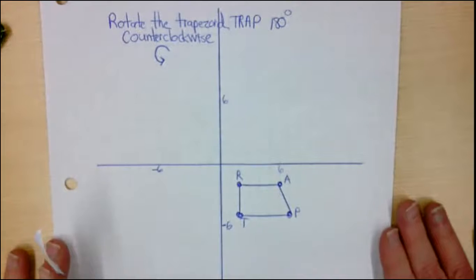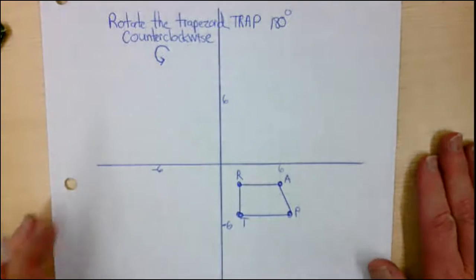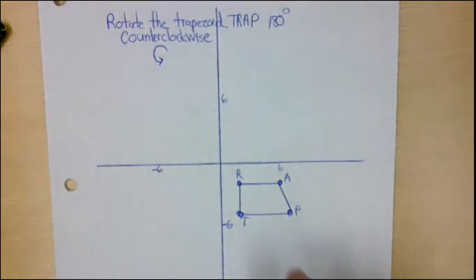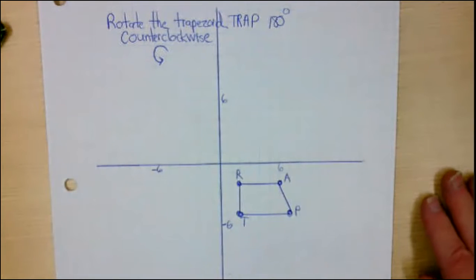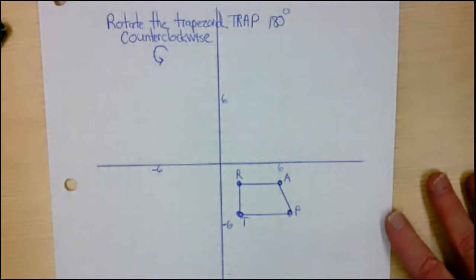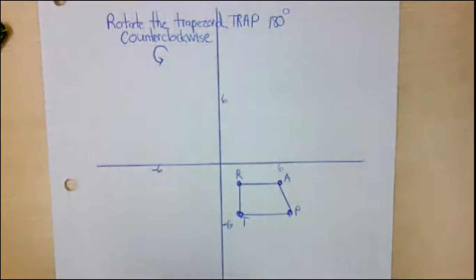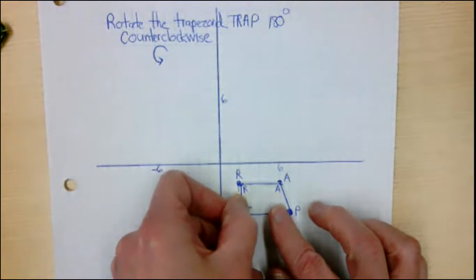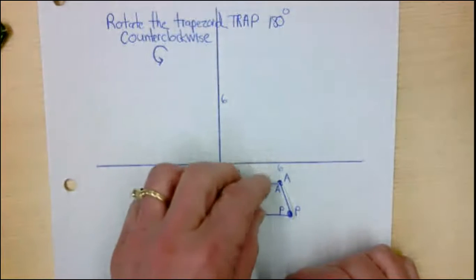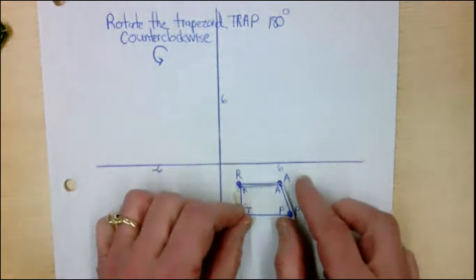Okay, this time we have a trapezoid, and this is page 292 in your book. The trapezoid is called TRAP, and we want to rotate it 180 degrees counterclockwise. Now just be aware, it doesn't matter if you rotate something 180 degrees counterclockwise or clockwise, you're still going to end up in the same spot, right? So I thought it might be good if I cut it out so you could visually see it. So here's our shape, and it wants us to rotate it about the origin.